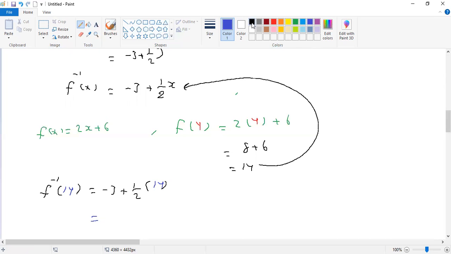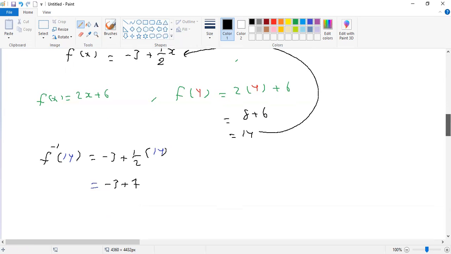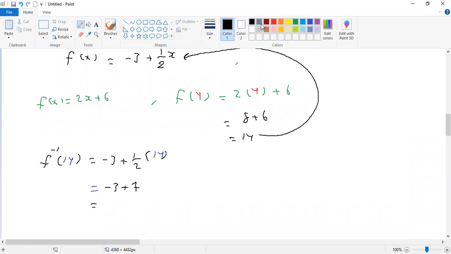Now, negative 3 plus 7. Negative 3 plus 7 is equal to what? Equal to 4. Now, if I input 4 in f, what is the output? If I put 4, what is the output here? We have 14. The output is 14.